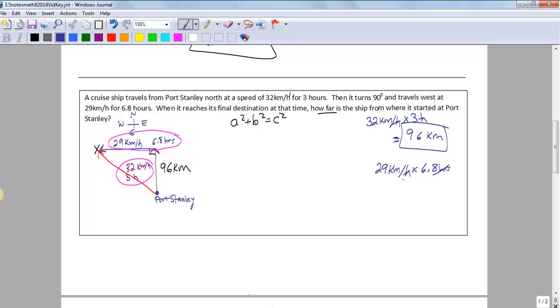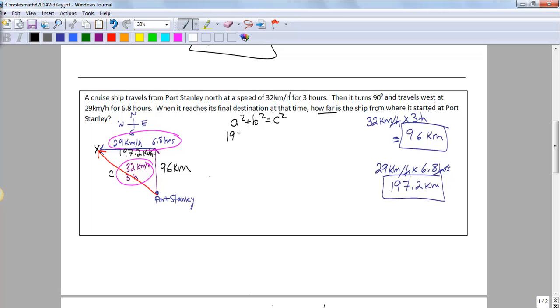So let me grab my calculator to help me with this one. There we go, calculator. 29 times 6.8. That is 197.2 kilometers. All right, so I'm going to write that over here in black too. 197.2 kilometers. Okay, I'm on my mission. I'm going to find hypotenuse C.